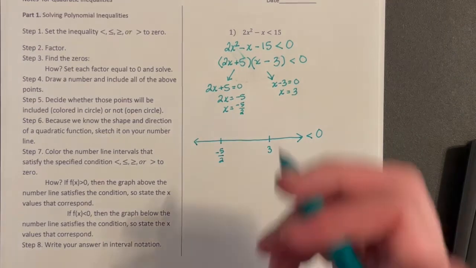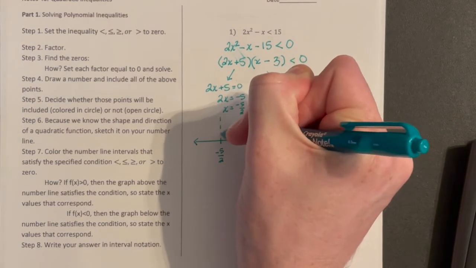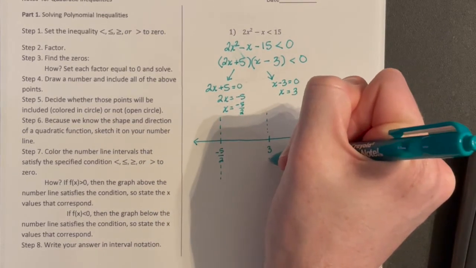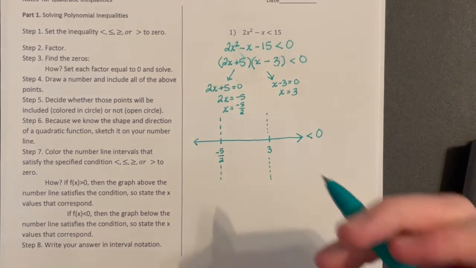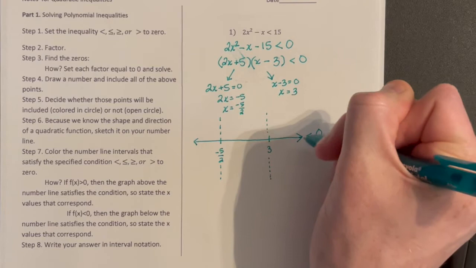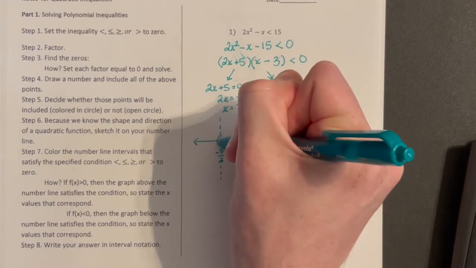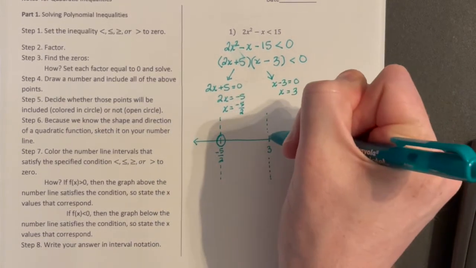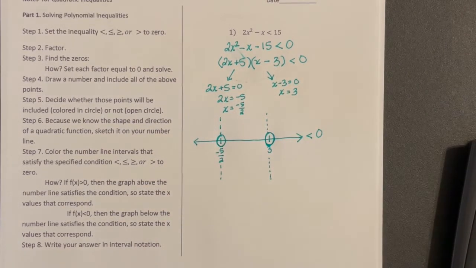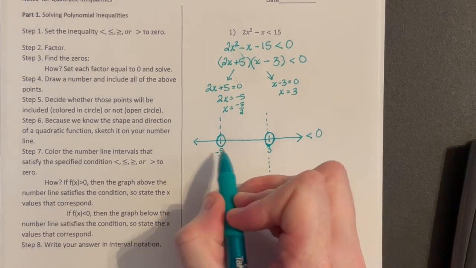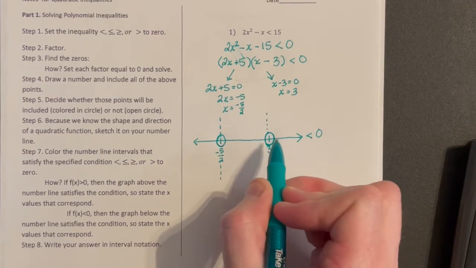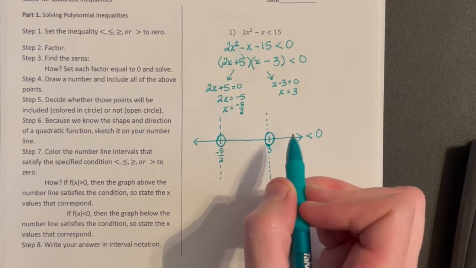And what we have created are 3 different regions of the number line. And we're going to call these test intervals. Now, our inequality says less than, strictly less than. It doesn't have the equal to. So that's our first clue that these are going to be open circles at -5/2 and at +3. But we need to figure out in which interval the inequality will be true. We do that by creating some test points.